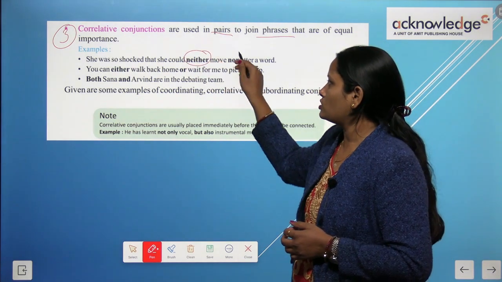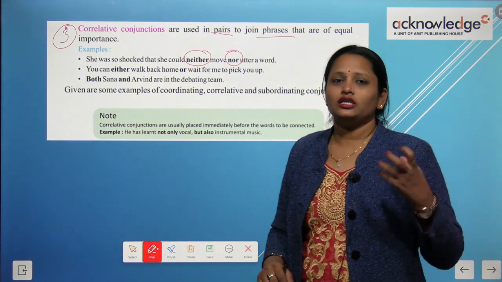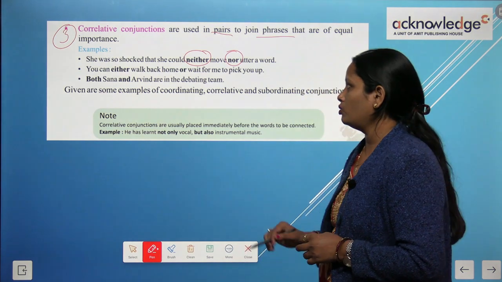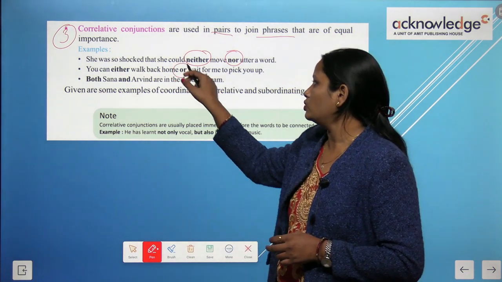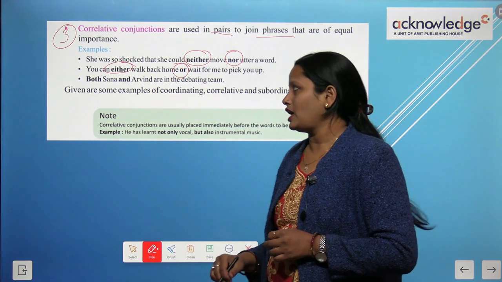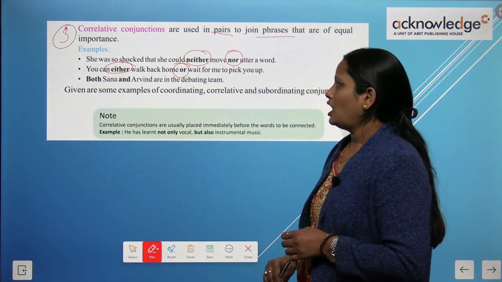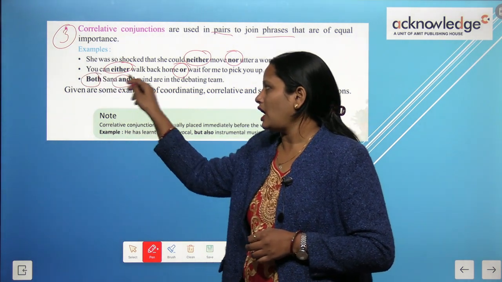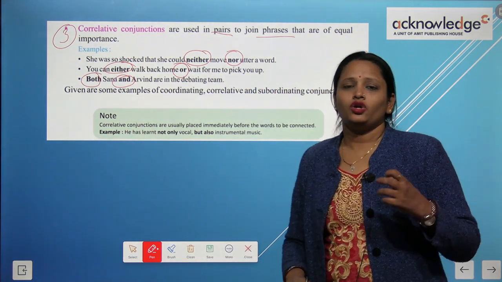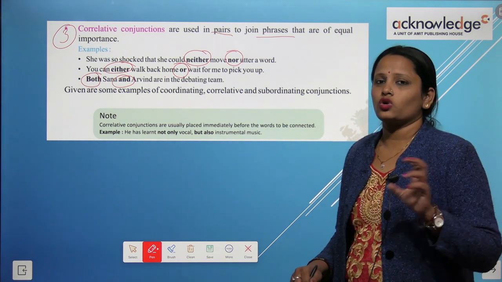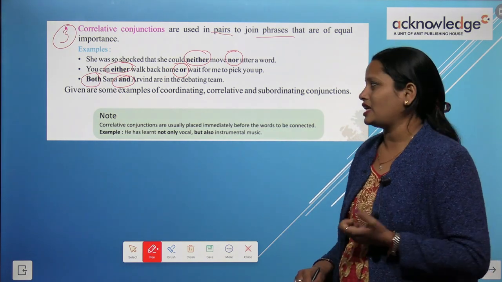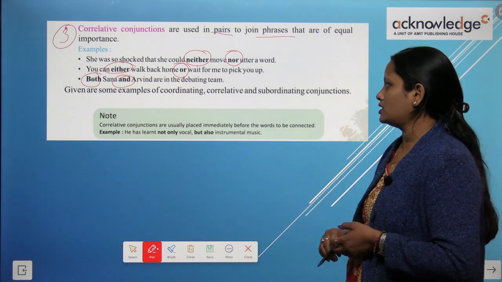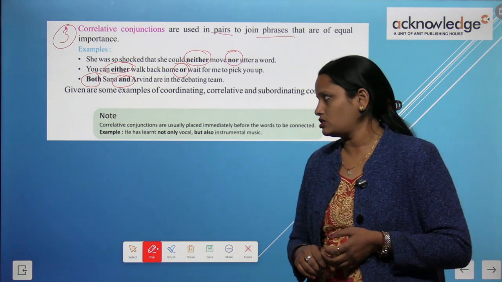We used neither nor here because they correlate with each other. You can either walk back home or wait for me to pick you up. Here we have used either or. Both Sana and Arvind are in the debate team. Both and are taken together because these two conjunctions correlate with each other. We cannot use them alone. So given are some examples of coordinating, correlative and subordinating conjunctions.